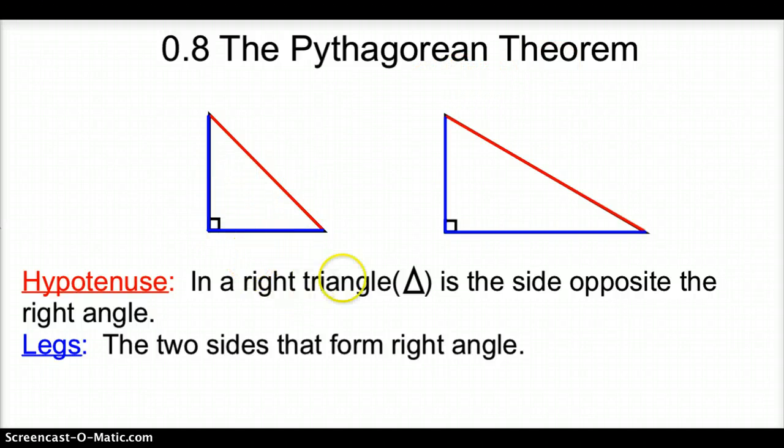So the hypotenuse, in a right triangle, is the side opposite of the right angle. Here is the right angle, denoted by the square in the corner. The hypotenuse is always across from the right angle, so that red line would be the hypotenuse. The legs are what form that right angle. So this and this would be the legs.